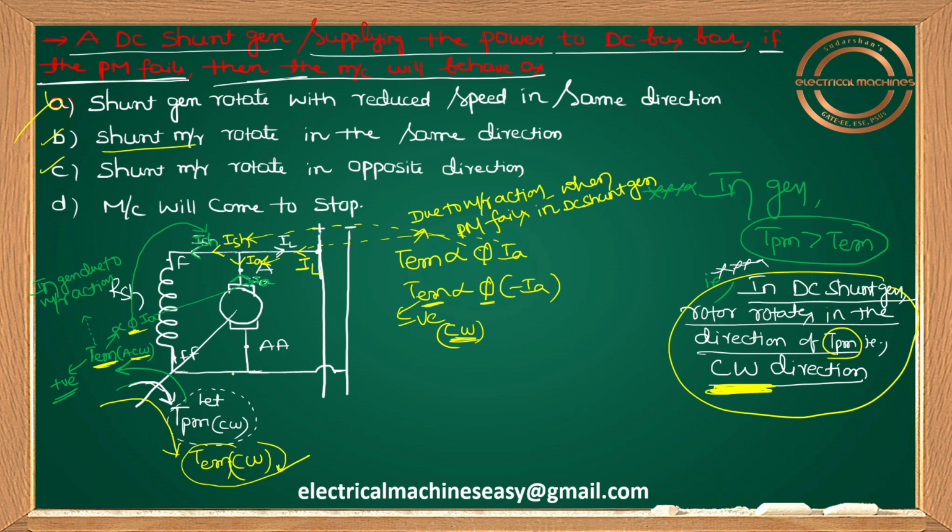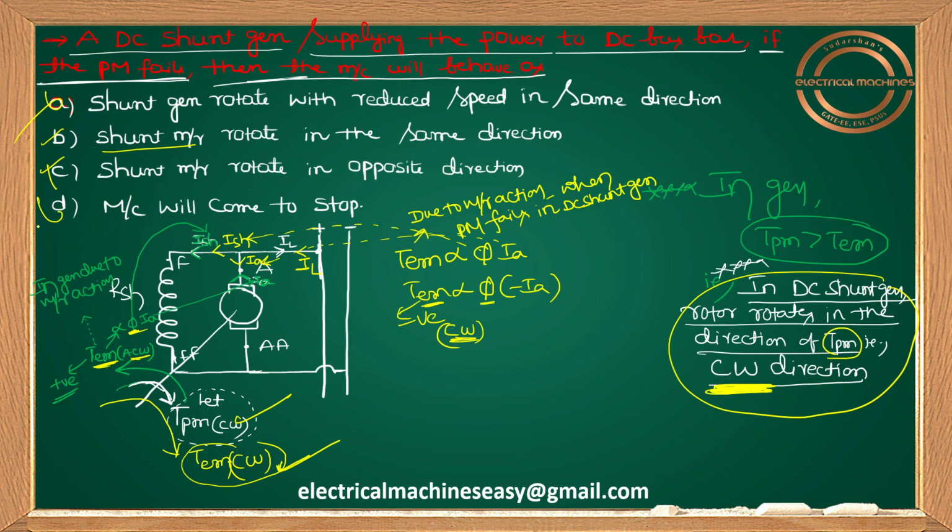Now whenever prime mover fails, it is acting as motor. In this case your electromagnetic torque is in clockwise direction. Previously TPM was also clockwise. Now when generator prime mover fails and it acts as motor, TPM direction is clockwise only. So the answer: shunt motor, no doubt, rotates in the same direction. So don't go for the option that the shunt motor rotates in the opposite direction; option C is wrong. Shunt motor rotates in the same direction, so option B is correct.